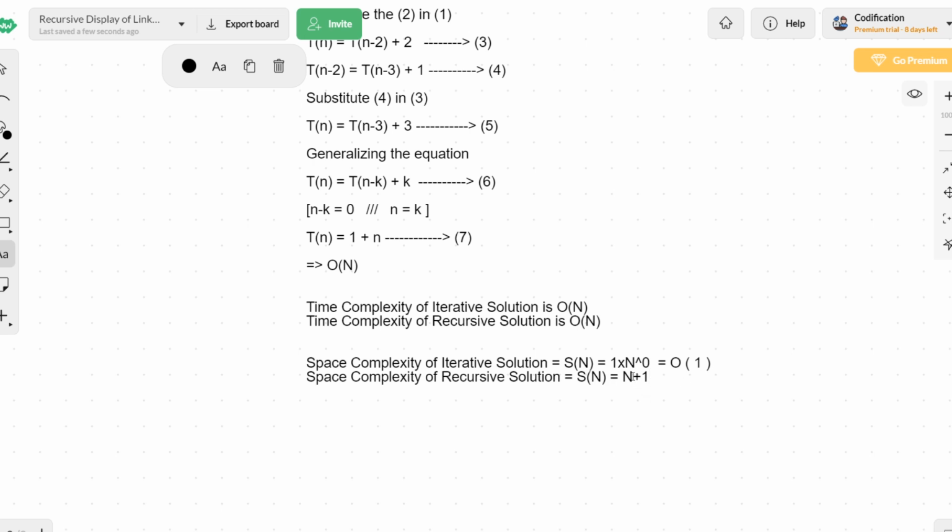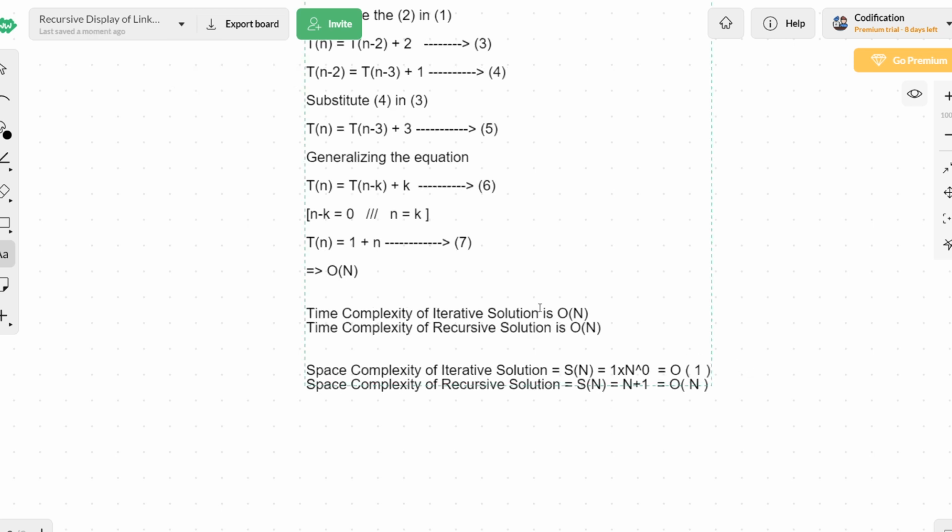Coming here, what's the highest degree? N power 1 is the highest degree. So you can take it as order of n. So what is the space complexity of your recursive approach? It is linear space. If your input is 10, then 10 units of space, 10 blocks. If 20 is the input, 20 blocks. 1000 is the input, 1000 blocks. 1 lakh is the input, 1 lakh blocks. So the space complexity of the recursive solution is order of n, whereas the space complexity of the iterative is order of 1.